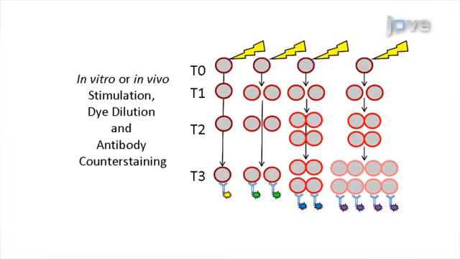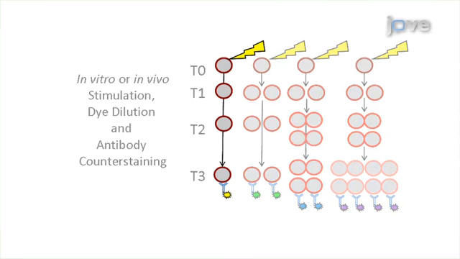For tracking dye-labeled cells that respond to stimulation, counterstaining with fluorescent antibodies, and analysis using multi-parameter flow cytometry allows detection of differential responses among the immune cell types of interest.